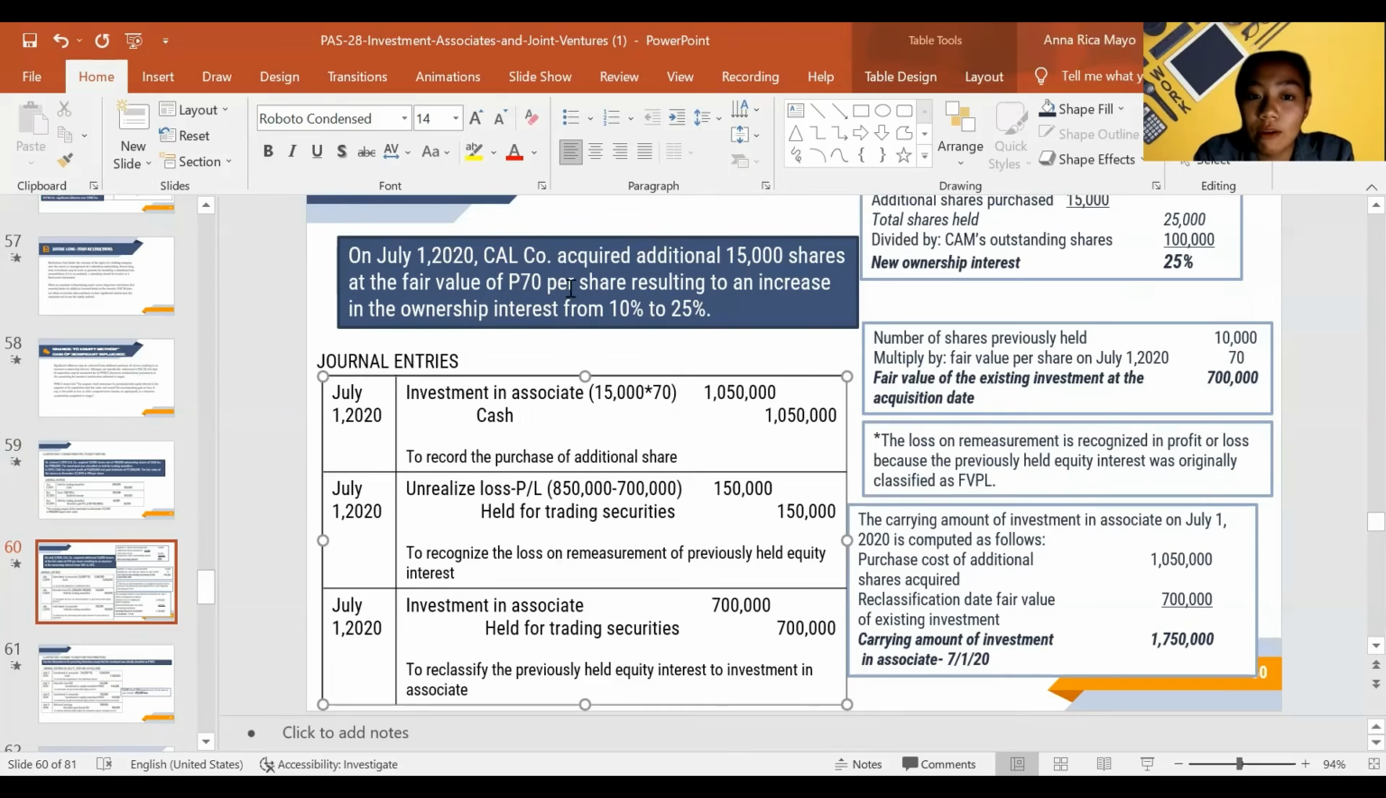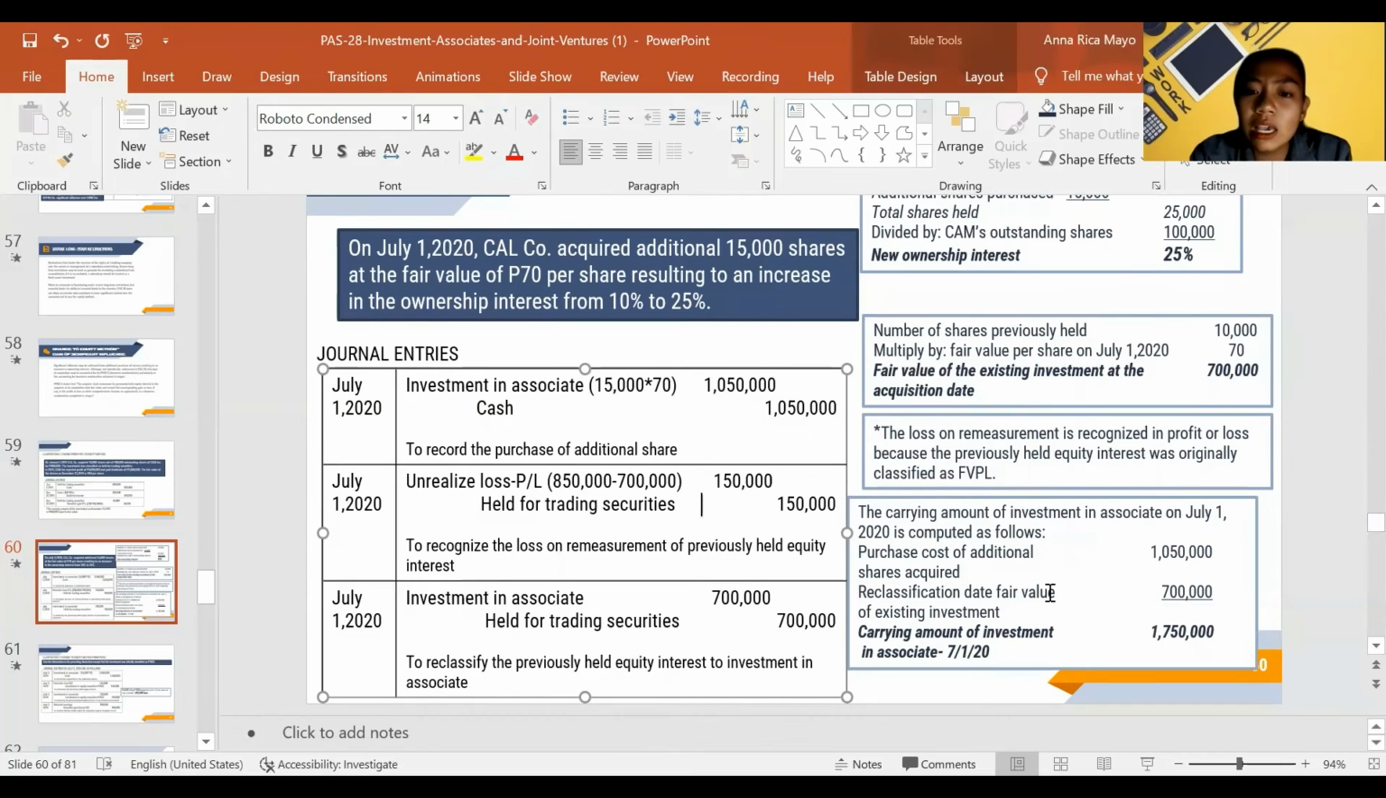Ito yung bago niyang fair value. Sabi dito, number of shares previously held, 10,000, multiplied by the fair value per share on July 1, 2020, which is 70 pesos. Ito na yung magiging fair value of the existing investment at the acquisition date, which is 700,000. And then yung July 1, yung loss mo doon, the loss on remeasurement is recognized in profit or loss because the previously held equity interest was originally classified as fair value through profit or loss.